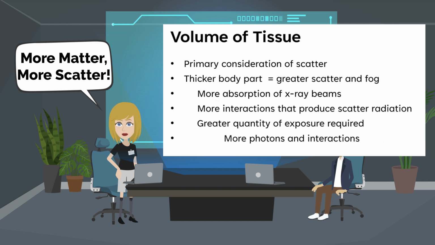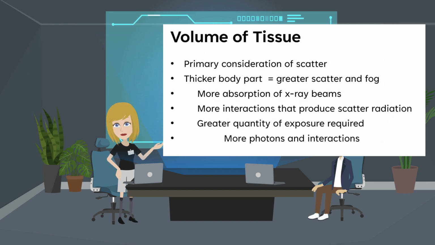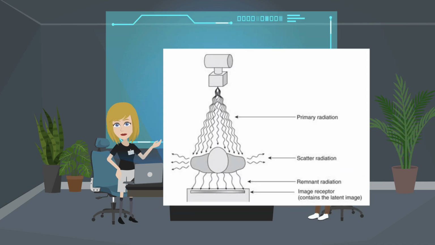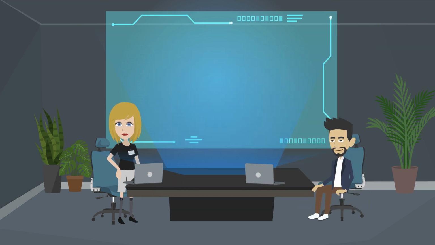Kilovoltage also affects scatter, with higher kVp causing higher penetration that results in more scatter radiation fog. The density of the absorbing matter: the denser the body part, the lesser the scatter. Remember the field size adjusted by collimation. When the X-ray field area exposed at one time is made larger, scatter radiation fog also increases.